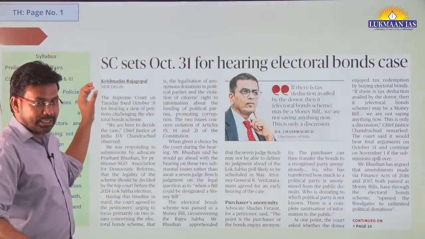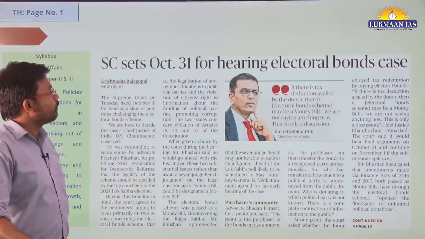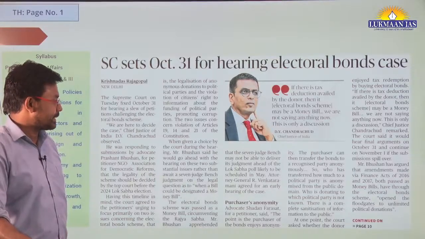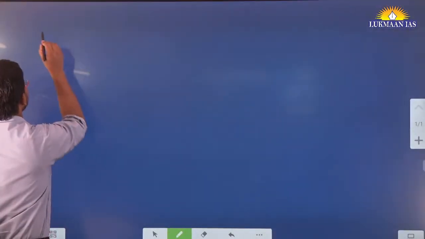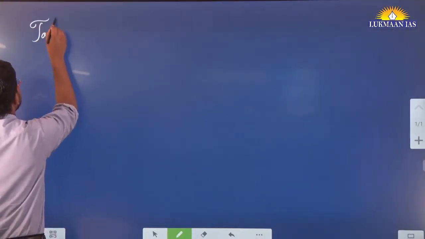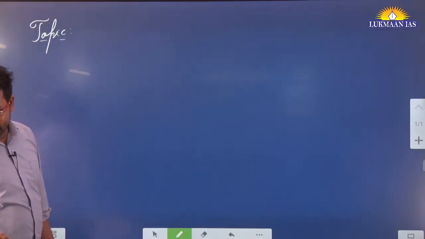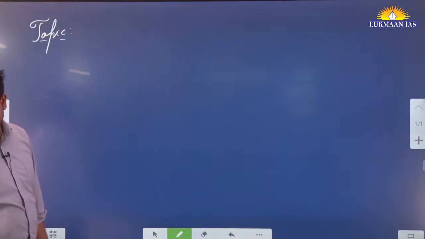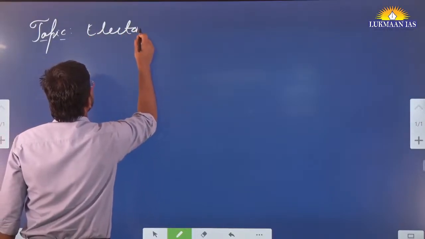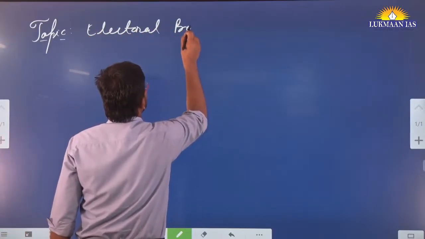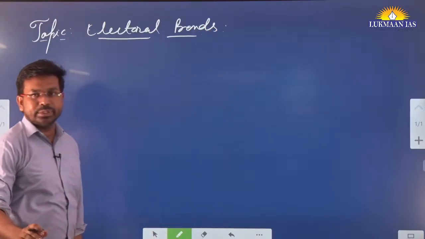This topic is important. This topic says Supreme Court sets October 31 for hearing of electoral bonds case. Now this topic is very important, but before we understand it, we need to understand what electoral bonds are. So let me quickly write down the name of the topic as electoral bonds, because the topic revolves around this core concept.